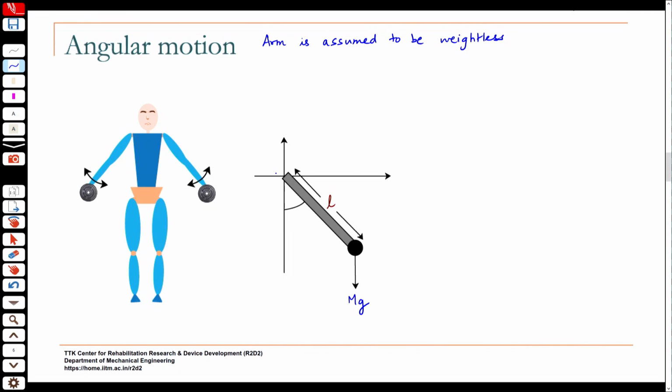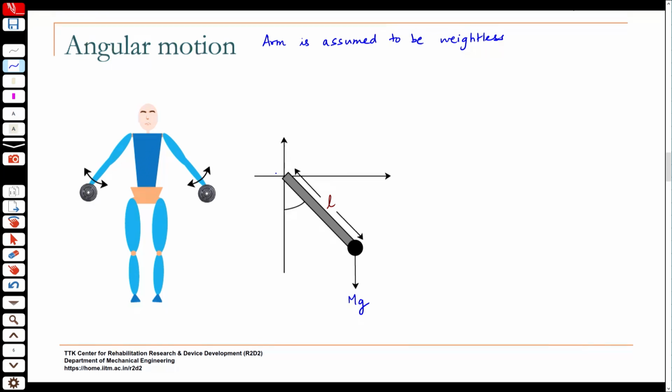Okay. We have done this in the static situations, right. We have used sigma f equal to 0, sigma m equal to 0, and we have determined the reaction forces at the shoulder and the force that would have to be exerted by the deltoid muscle to hold it in a particular position. Now, we are looking at the dynamic case where you have this mass that is moving and you want to determine how the forces are going to be influenced in this case.